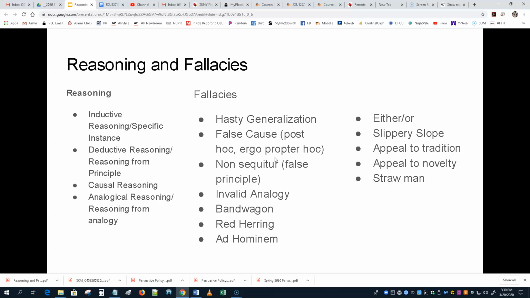Ad hominem is listed in your textbook also, and it means against the man. It's when, instead of arguing with somebody based on facts and reason and evidence, you turn it into a personal attack. In the example given in your text, someone begins an argument based on fact, but then says, but let's not forget that she comes from a very wealthy family.